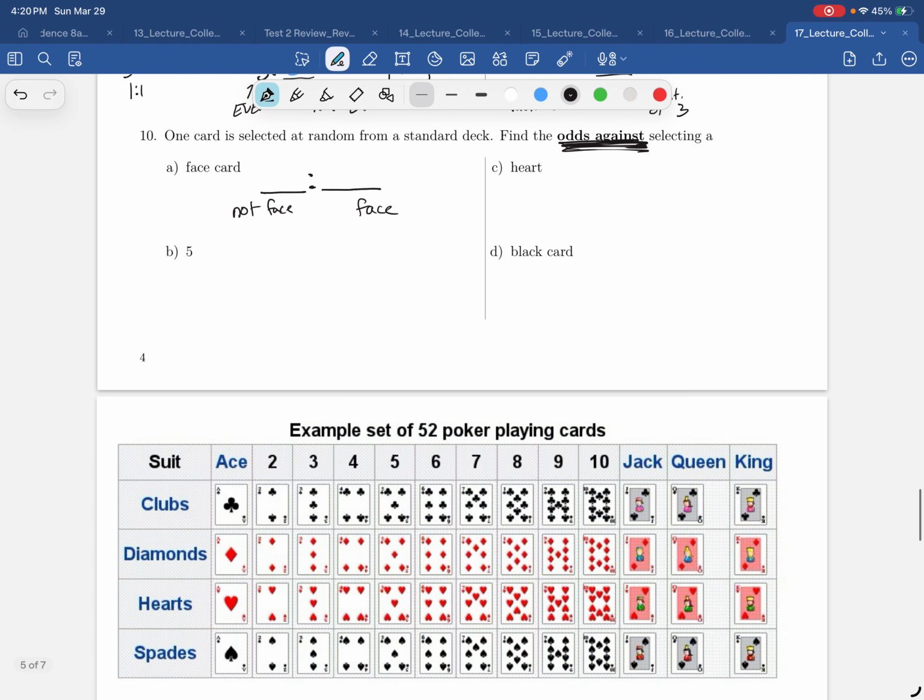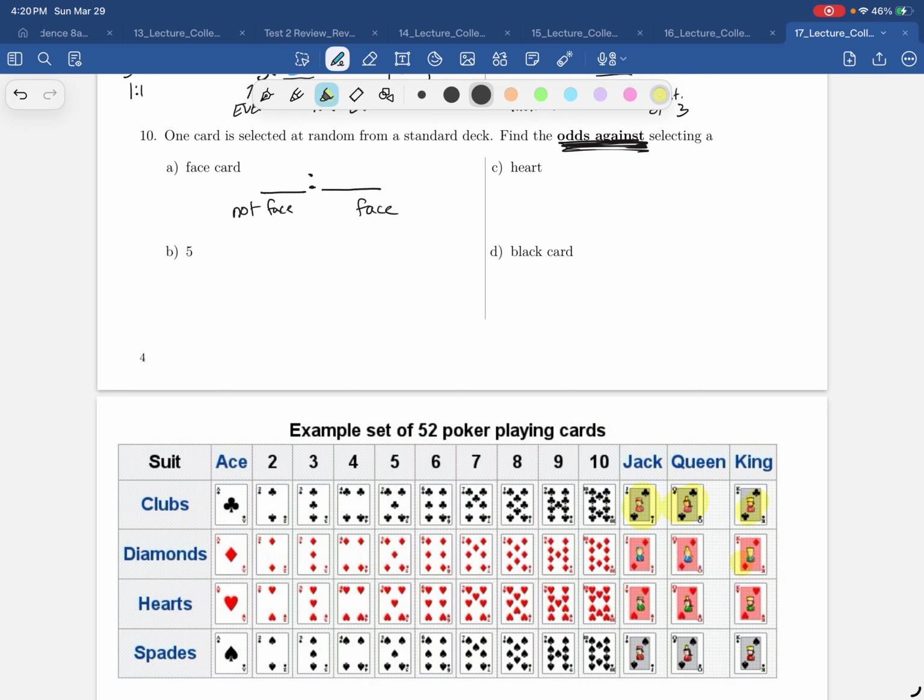Well, I see that we've got 1, 2, 3, 4, 5, 6, 7, 8, 9, 10, 11, 12 face cards. That would go over here for the face cards. And then we want all the rest of them for the not face cards. I could count them all, but there's 52 cards total. 12 of them are face cards, which means 40 of them are not face cards.